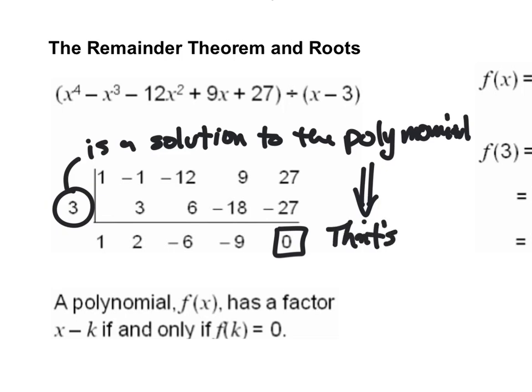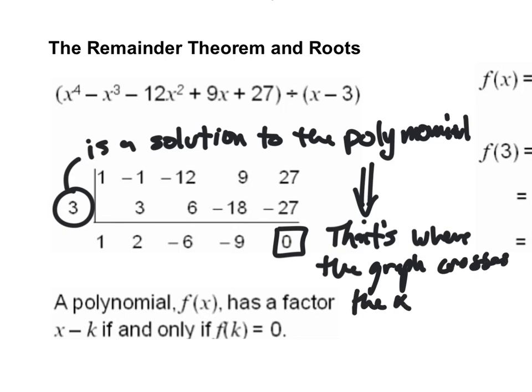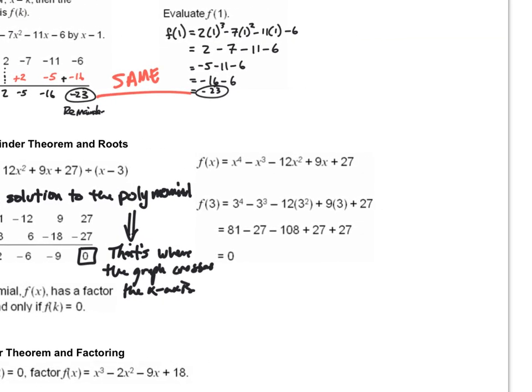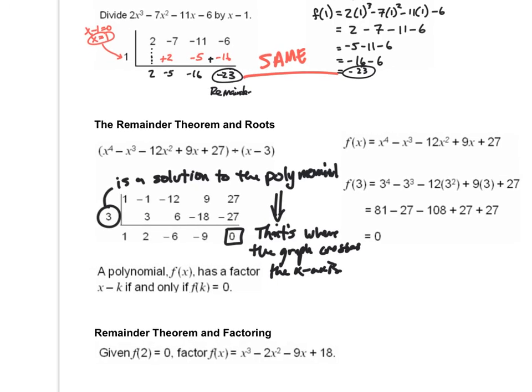crosses the x-axis. So we're really concerned about getting remainders of 0. Okay, that means that those divide evenly. That means that these polynomials factor out evenly. Okay, and that's the idea. So if you plug in 3, you do the synthetic division, you find out that it's 0. That's proof that if you plug in 3 into that function, you're going to get 0 as a result.